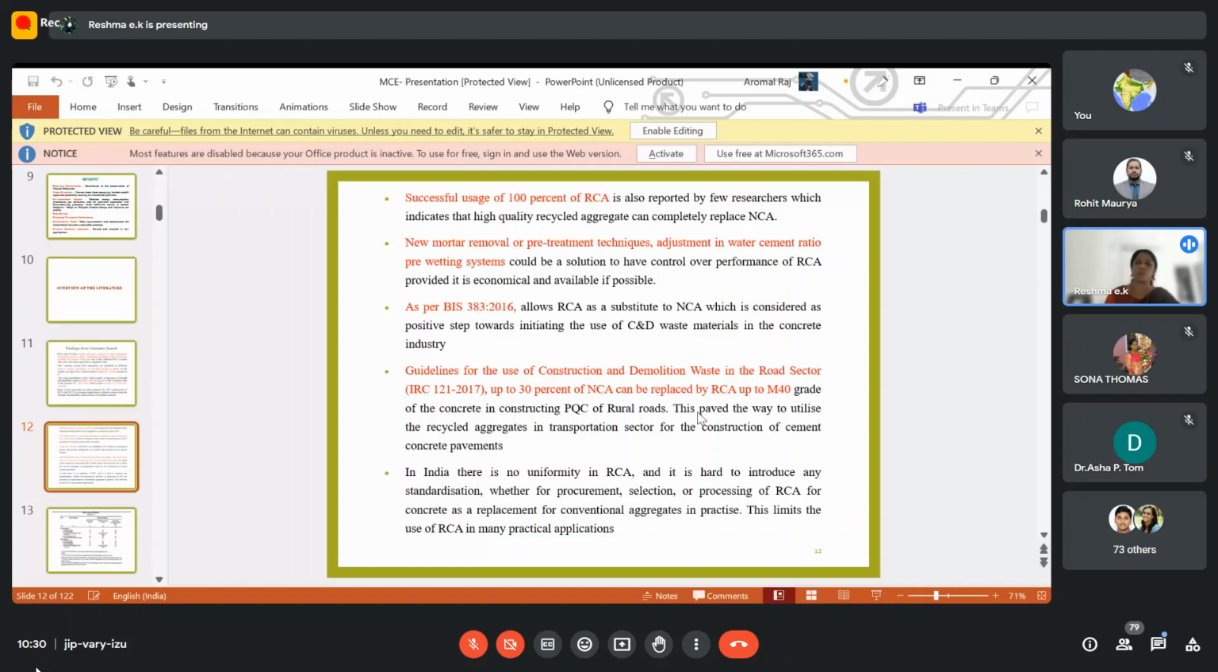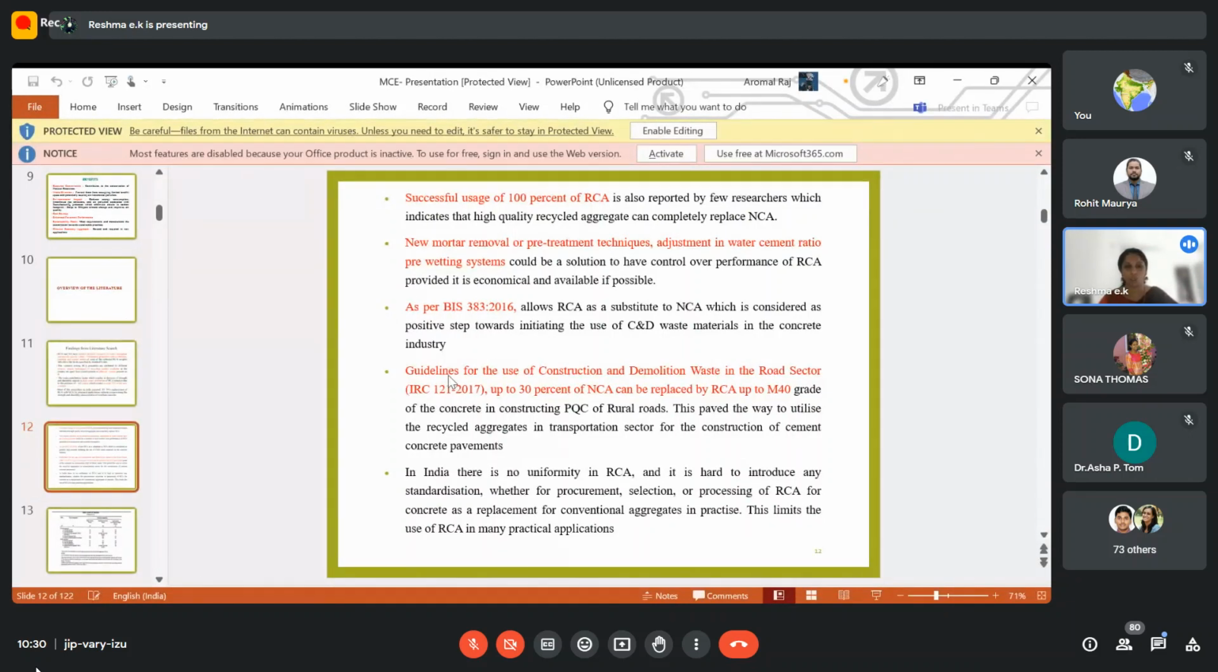That is the processing techniques which we need. So new mortar removal techniques are available, pre-treatment techniques are available, adjusting water cement ratio, all those things are tried, and a lot of research is happening.